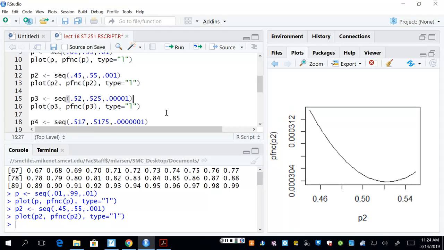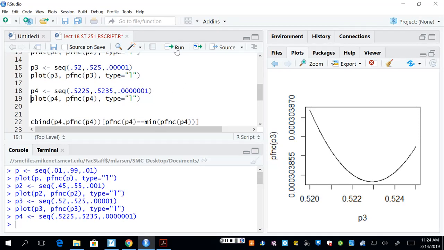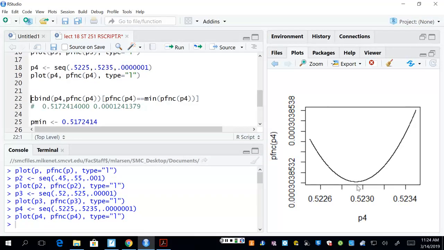All right, so let's see. Now I'm doing little steps that are pretty small here. I know the minimum is still in there. And then you can even do it a little bit more, near 0.523, so 0.5225 up to 0.5235, something like that. Really, really small steps. So the minimum is right in here.